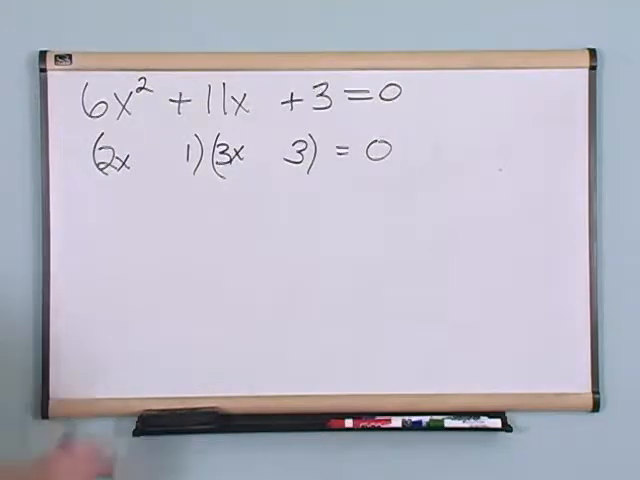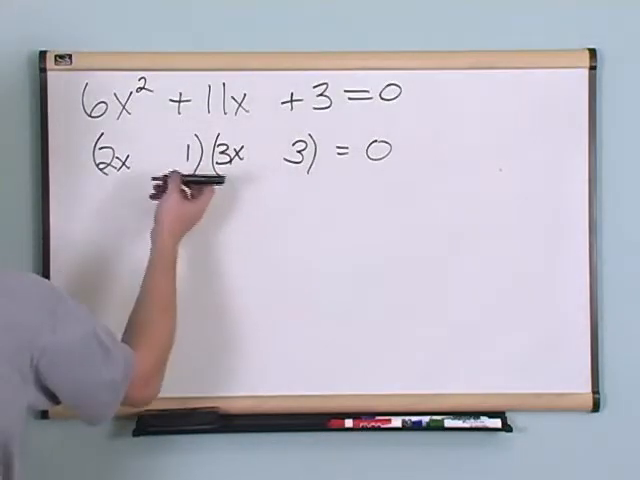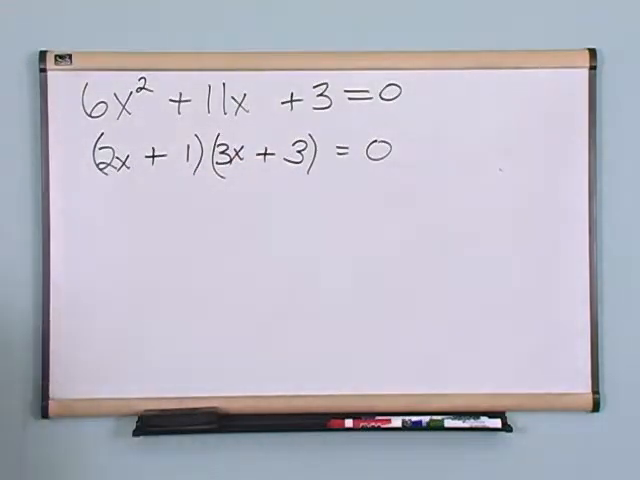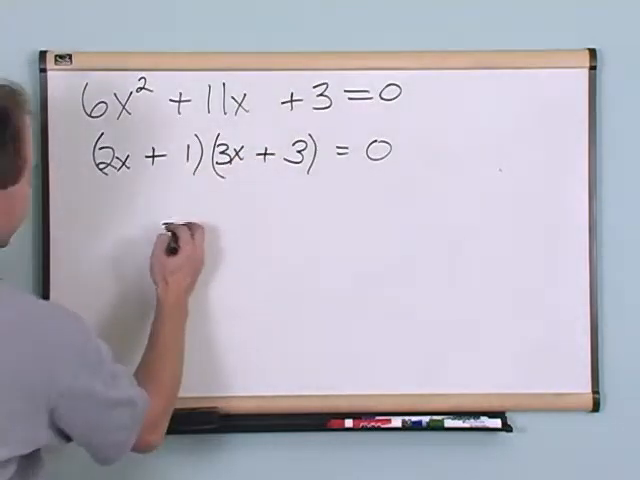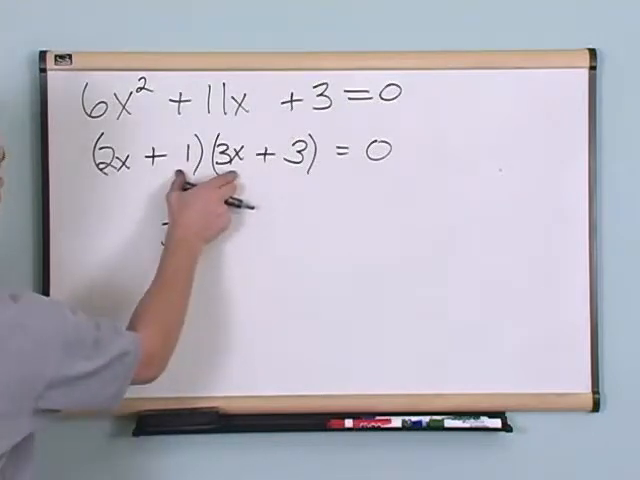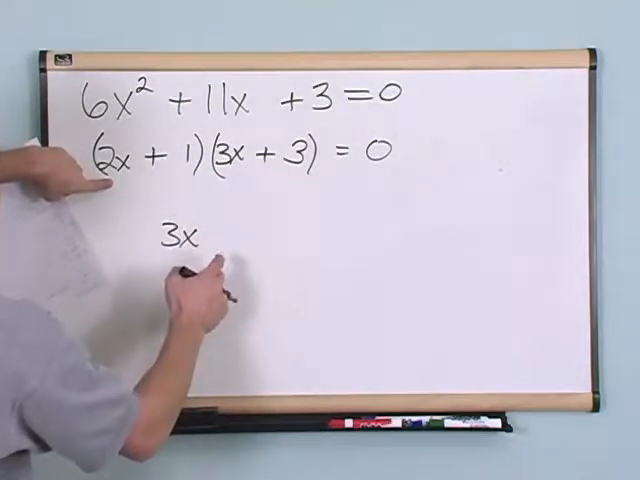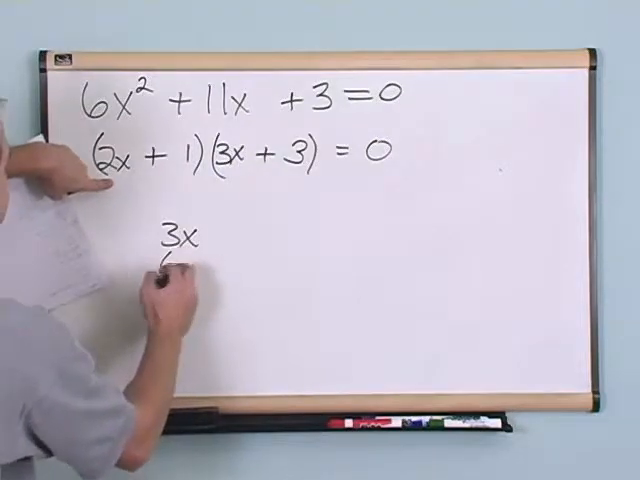Okay? And then I need to find out what signs go in here. So if I put a plus here and a plus here, let me see what I end up with. For the inside term, I've got 3x times 1. For the outside term, I've got 2x times 3 gives me 6x.